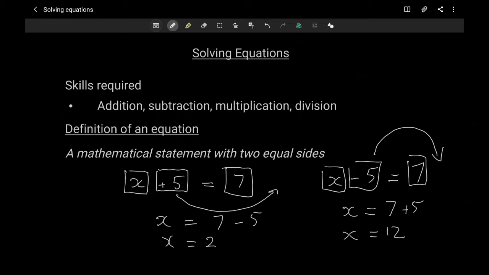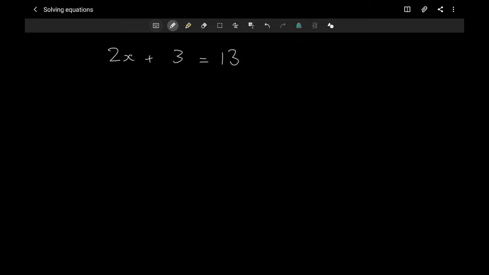So let's take a look at more complicated equations and how we use the three-box method to solve these. Let's take a look at this new equation, 2x plus 3 equals 13. The first step that we need to do is separate everything into its own boxes. Remember, there are only 3 boxes.